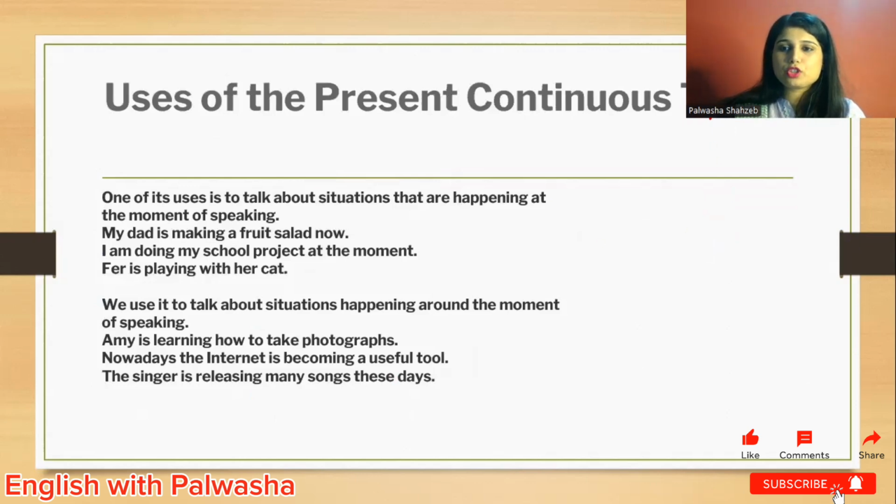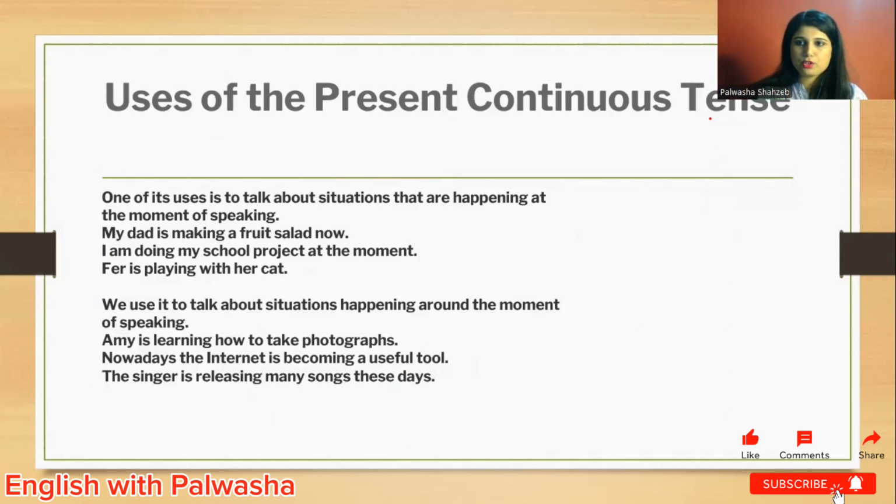So this is the usage of the present continuous tense which we will be learning. And let me make my video shorter. All right. So one of the uses of the present continuous tense is to talk about situations that are happening. The first and foremost thing is situations that are happening at the moment of speaking. As I told you, I am speaking, I'm teaching, I'm making a video for you guys. My dad is making a fruit salad now. All right, this is the first one.